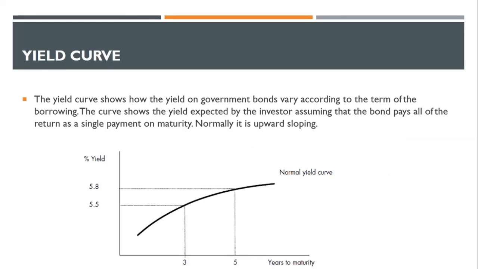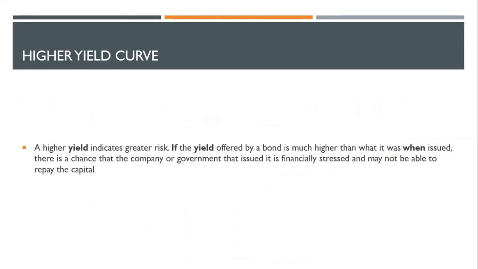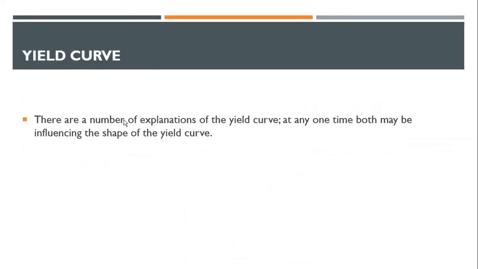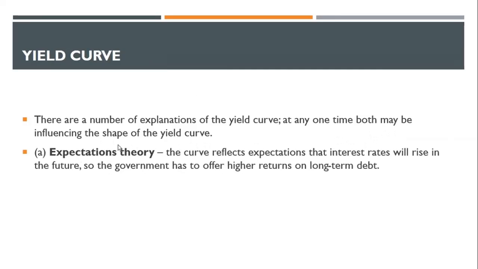So this is your yield curve. Then you have a higher yield curve. I have explained it to you. There are a number of explanations of the yield curve. At any one time, both may be influencing the shape of the yield curve. Expectations theory. We say, why this yield curve? Because, by the way, a yield curve can go like this, or like this, a little bit flat, or a yield curve can be very much straight. So these are different shapes of the yield curve.